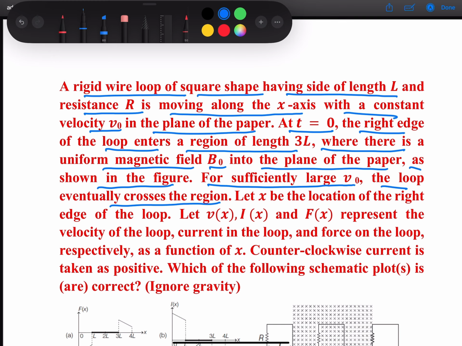Let x be the location of the right edge of the loop. Let Vx, Ix and Fx represent the velocity of the loop, current of the loop and force on the loop respectively.